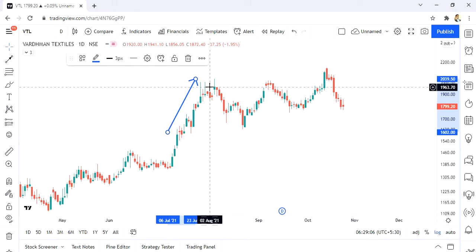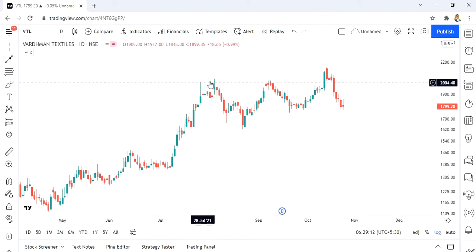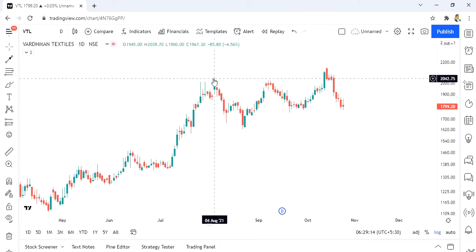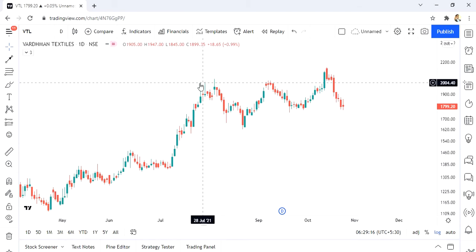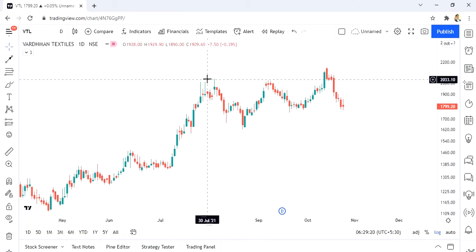So what I'll do is mark that on the chart. Now which one to mark? Should I mark this one or this one? You need to understand that this is not the exact resistance level, this is not the exact price point. So this becomes a zone.